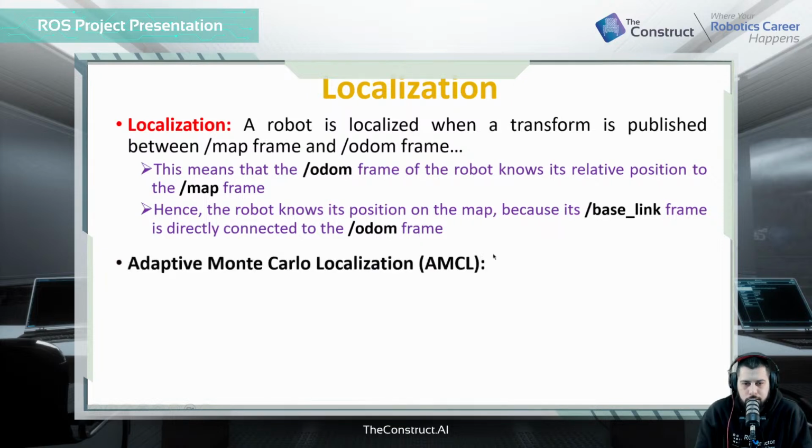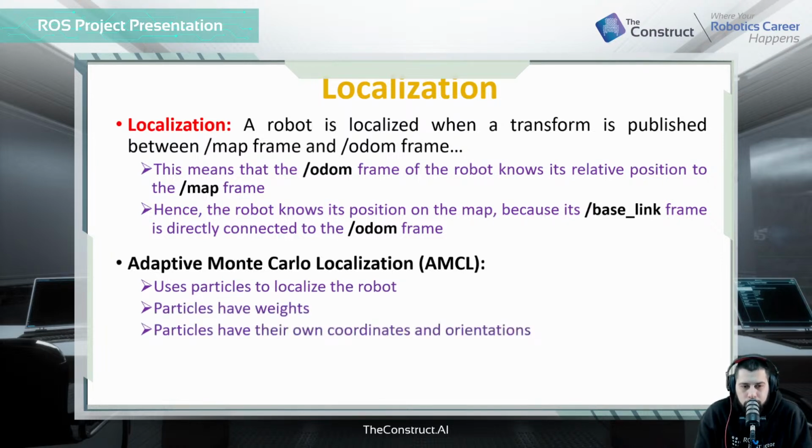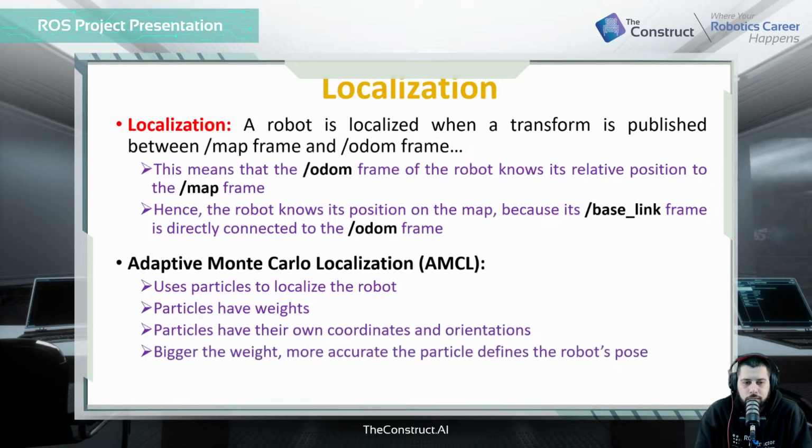And the main algorithm which was used in the localization unit was adaptive Monte Carlo localization. It basically used particles to localize the robot, and all the particles have weights, and particles have their own coordinates and orientations. And the bigger the weight of a particle, the more accurate it is, and it is defining the robot's pose accurately as compared to other particles.